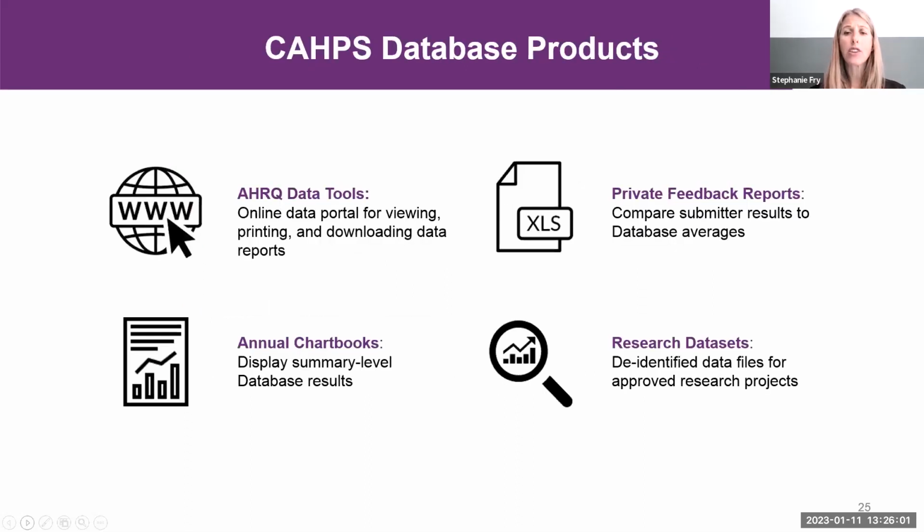The CAHPS database has a range of products to support users who submit data, as well as products for users who may not submit data. Users who do submit to the CAHPS database will receive a private feedback report showing their survey results alongside averages for other de-identified submitters. We also prepare annual chart books with summary level results representing all of those who submitted. These are available to the general public, not just those who participate in the database.